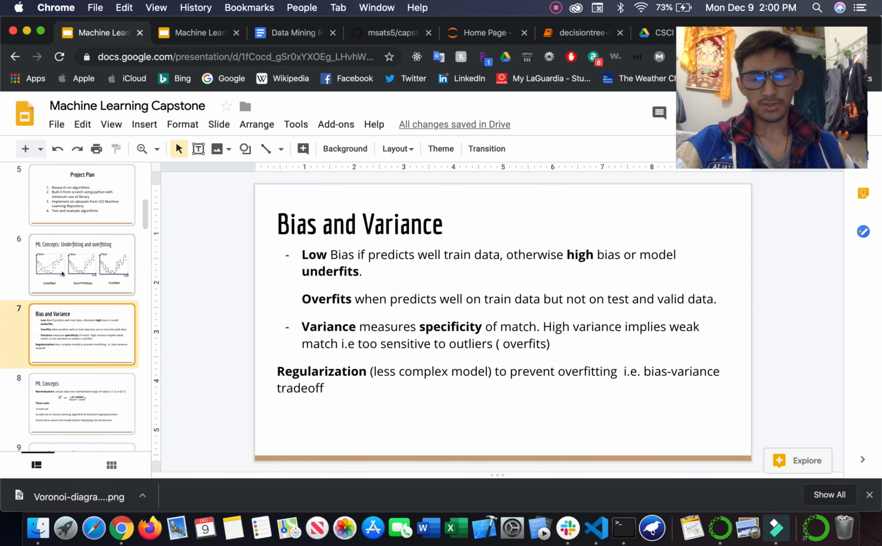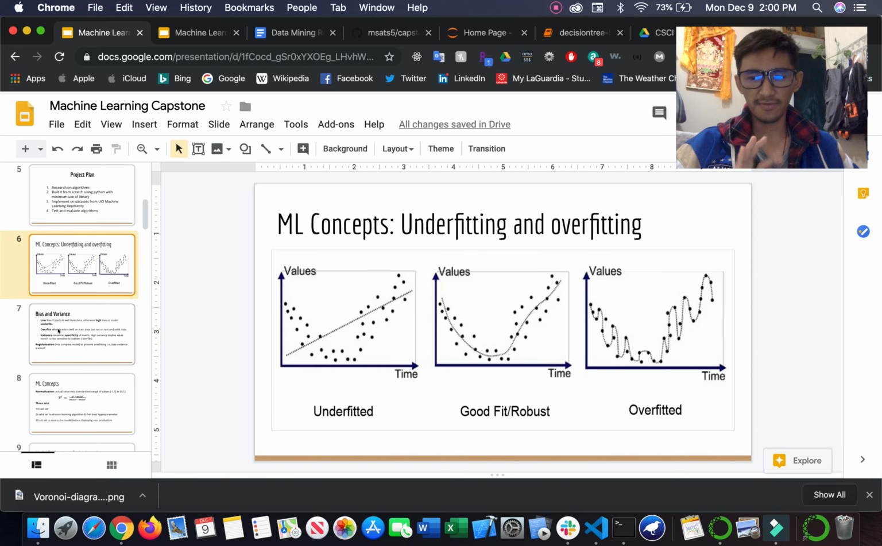That's as far as I know. I need to work. I need to have 100% work on it.